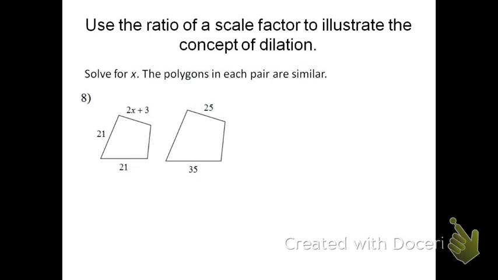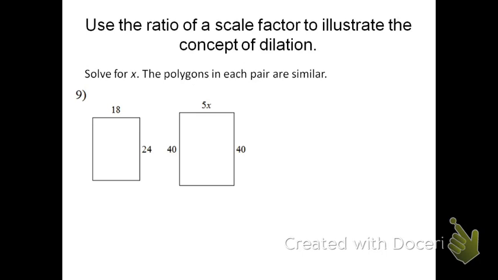Okay. Number 9. Again, solving for x. Polygons are similar. So, let's first, again, step 1 is what? Find that scale factor. Okay. So, we're going to go small to big. That's always helpful. So, we're going to write what on top? 24. And that means that's corresponding with 40.